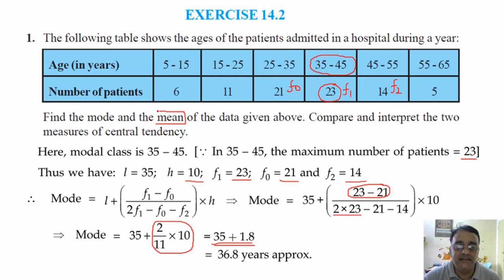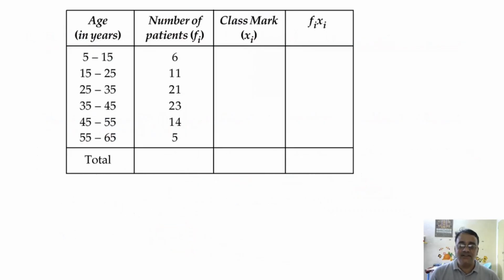Now we have to find the mean. For the mean, we have to make one table. We are going to find the mean by using the direct method only, not step deviation. Why the direct method? Because here all the class marks will be multiples of 10. Look, the first one is 10, second one 20, 30, 40, 50, 60, and multiplying with these numbers is very easy.